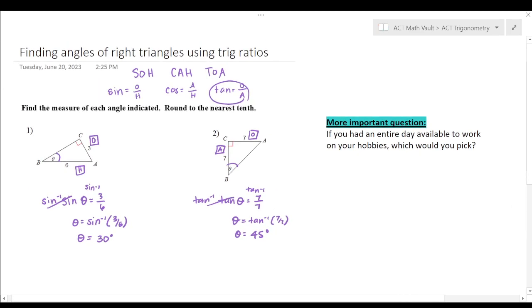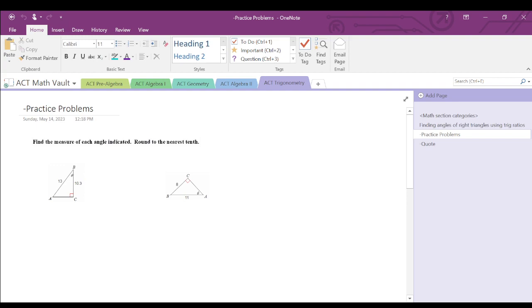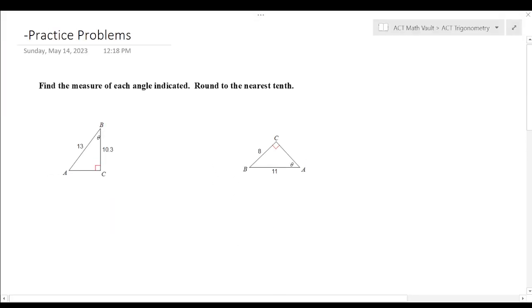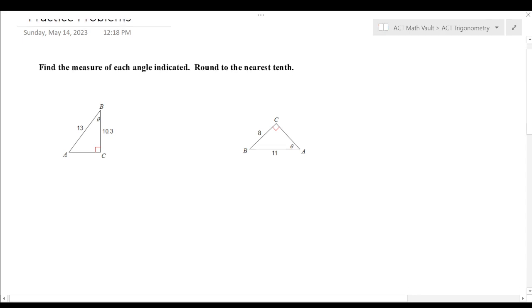So let's do a little practice. These problems are very similar to the ones that I just did. Their answers, though, that you'll see in a second, they do need to be rounded to the nearest tenth. Let's pause for a second if you need to do these before seeing the solutions.